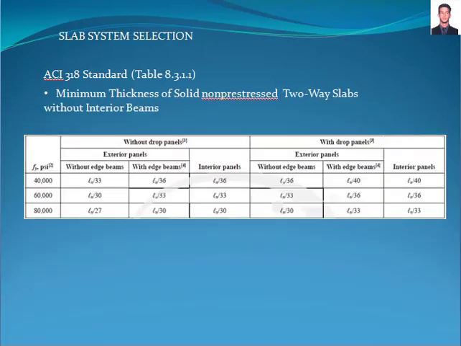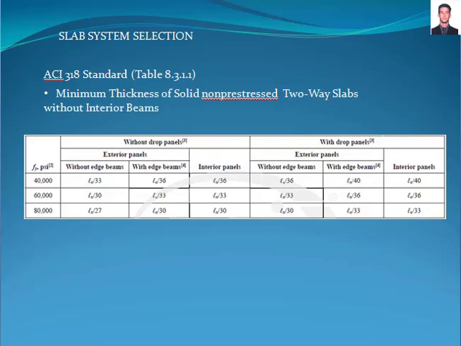The thickness of the slab for a system without interior beams is calculated with Table 8.3.1.1 of the American Concrete Institute 318 standard. We need to select the proper system attending to architectural requirements, whether it is with or without drop panels. After that, we shall define if it will have edge beams or be without edge beams.